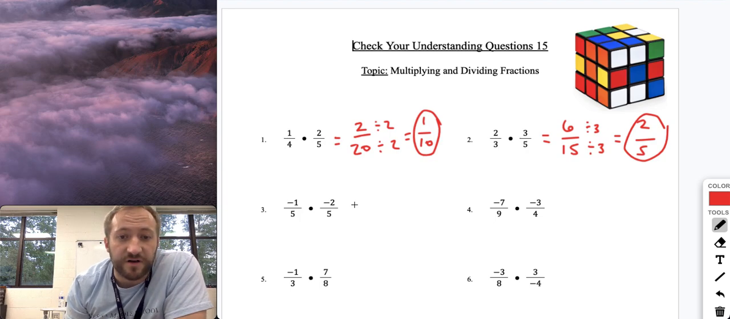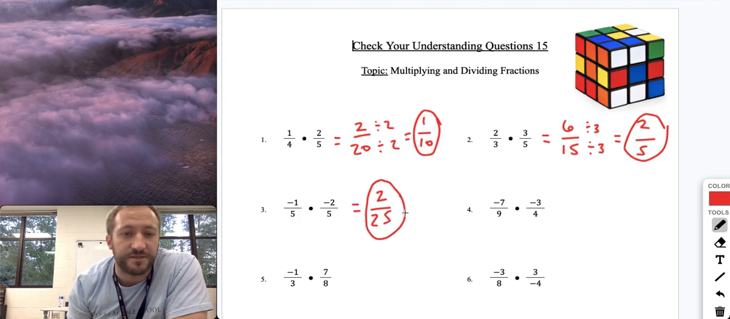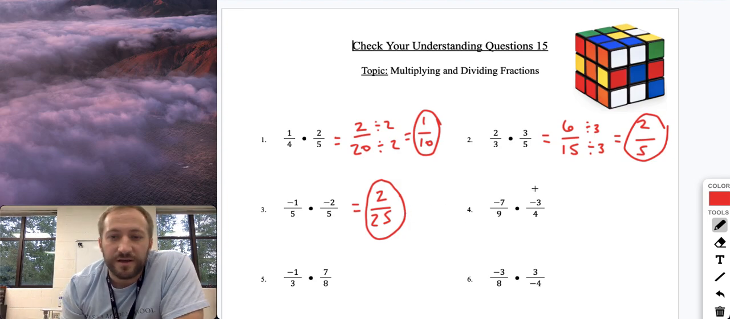Let's look at the next one. Oh, some negatives involved. Again, the process is still the same. Multiply the numerators. Negative 1 times negative 2 gives me positive 2. 5 times 5 gives me 25. There is nothing that goes into 2 and 25. There's no greatest common factor. So that's it.